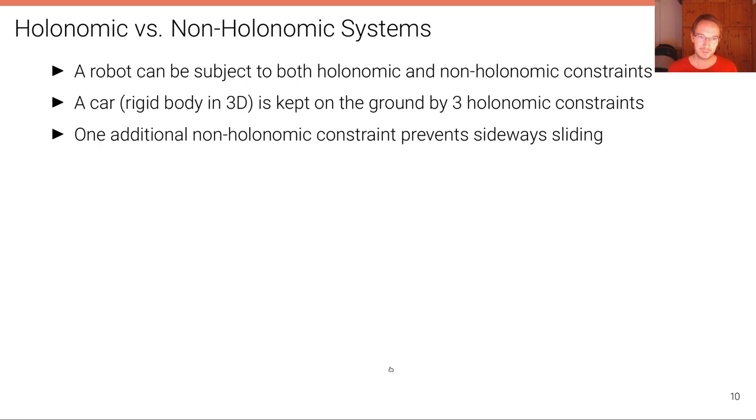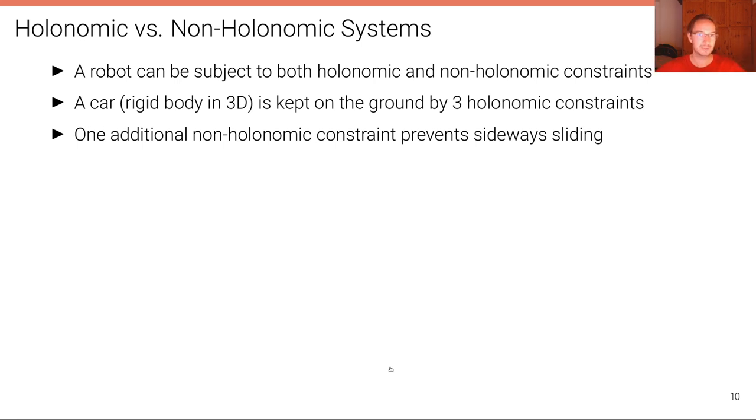It's important to note that a robot can be subject to both holonomic and non-holonomic constraints. And the car is a good example for this, because a car is a rigid body in 3D, and we'll come to what rigid body means. It's a body that moves as a whole in 3D. So effectively it has 6 degrees of freedom, which is the 3D location in 3D space, and the orientation along each of the 3 canonical orientation axes. So we have 6 degrees of freedom in 3D space of such a rigid body.